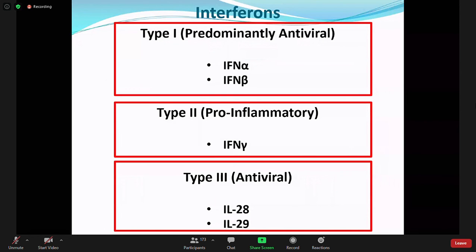And then the third group is relatively new. This was discovered about 15, 20 years ago, so we still don't understand much about this group. These are the type 3 interferons, but they are clearly antiviral, and they also play an important role in the current COVID-19 case, because we find that patients lacking the ability to make these cytokines are particularly at risk of getting serious COVID-19.